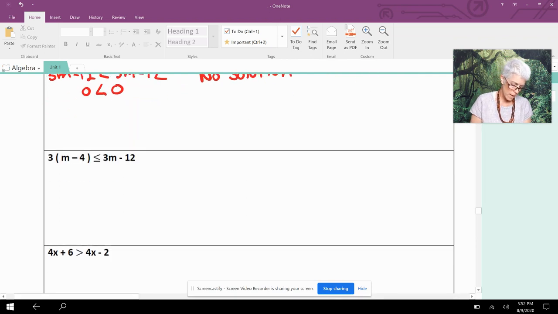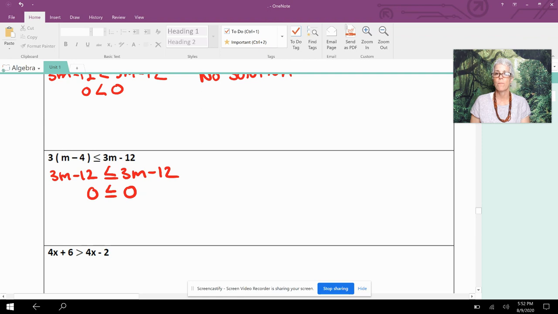So the next one. Again, when I work it out, I'm going to get 3m minus 12 is less than 3m minus 12. It's the same on both sides. If I worked it all the way through, I'd get 0 is less than or equal to 0. So is this a true statement? Yes, it is, because it actually also includes equal to. 0 is equal to 0. So this is one of the problems that we would say all real numbers is the solution, because no matter what you put in for m, it would work itself out.